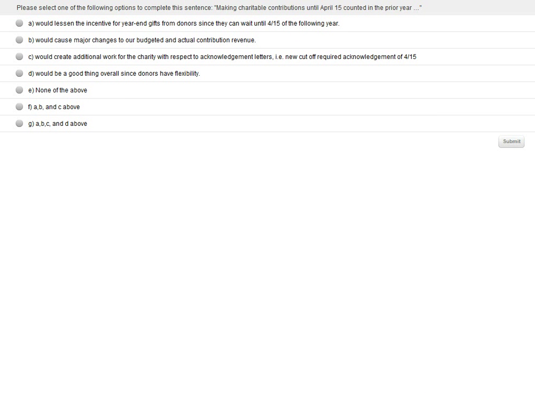So next polling question. There is no right or wrong answer on this, but if you make a charitable contribution by April 15th and it counts in the prior year, what do you think? It would lessen incentive for year-end gifts because they can wait, cause major changes to your budget and actual contribution revenue, create additional work to the charity because now you have a new cutoff of 4/15. You have to acknowledge their contributions. It's good overall because donors have flexibility. None of the above are different options. So we'll wait another second and be sure to answer so you can get your CPE.